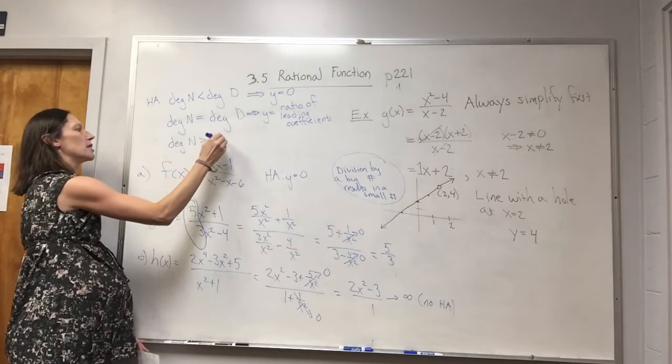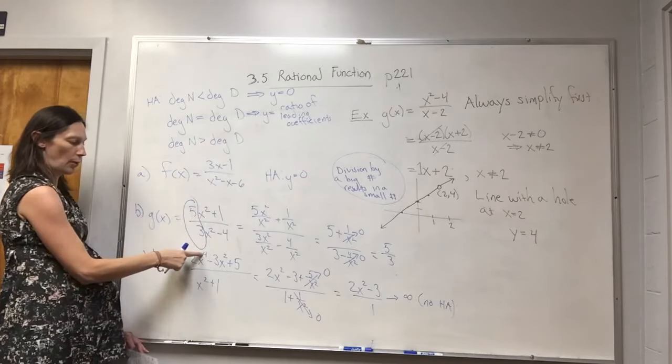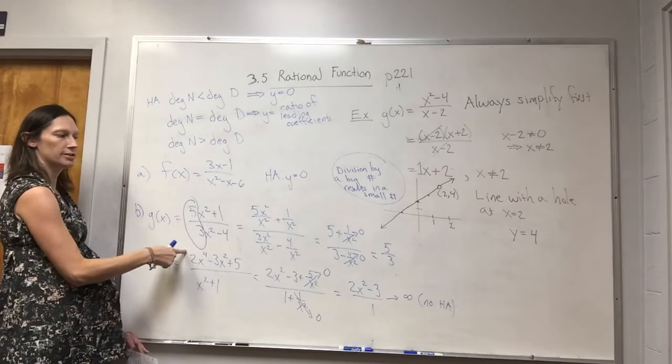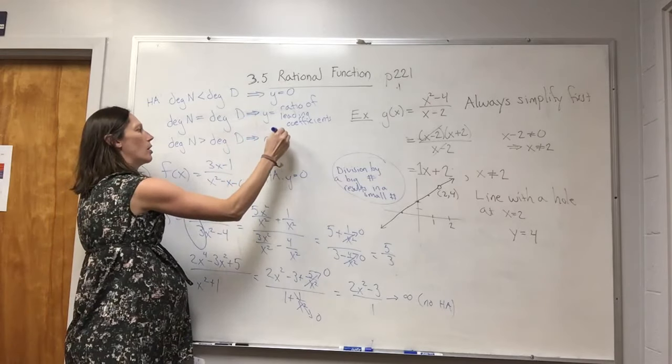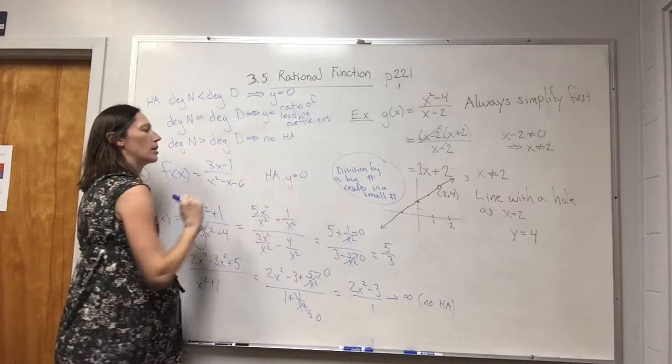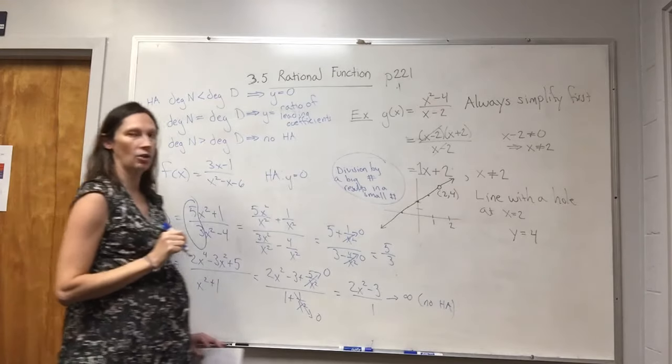All right, last case was when the numerator's degree was bigger than the denominator's degree. 4 versus 2. Numerator is dominating that. In this instance, we have no horizontal asymptote. We're not going to approach anything in the horizontal direction.